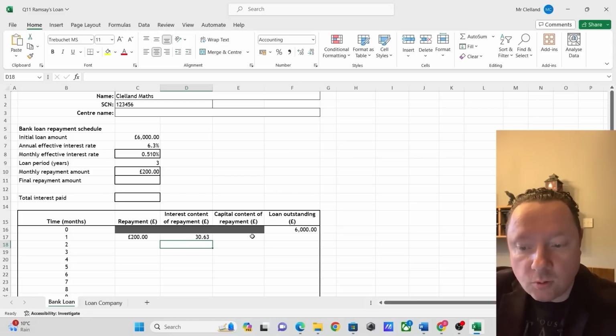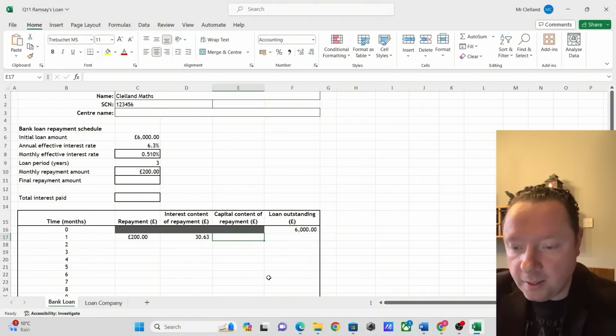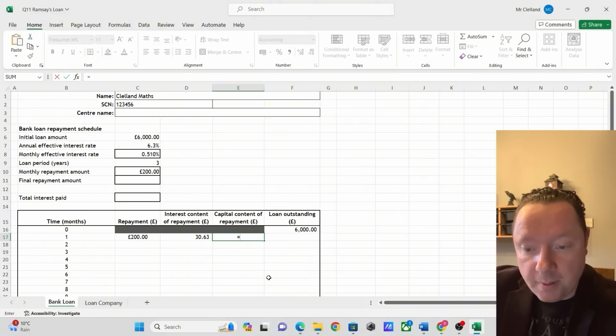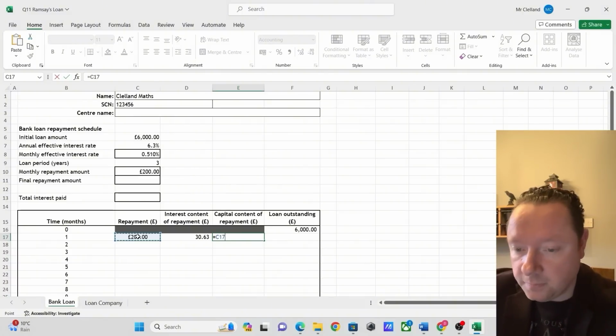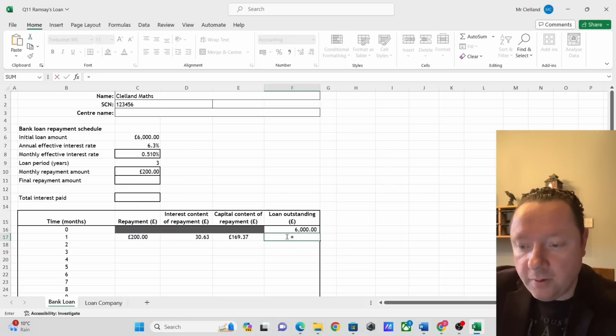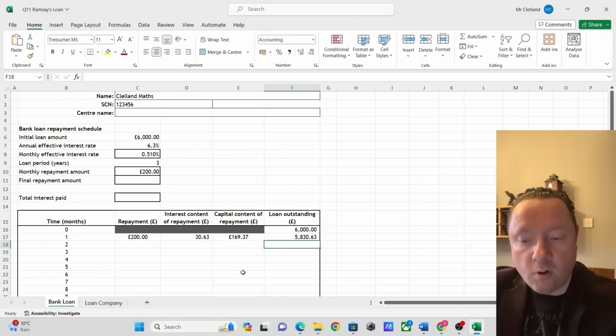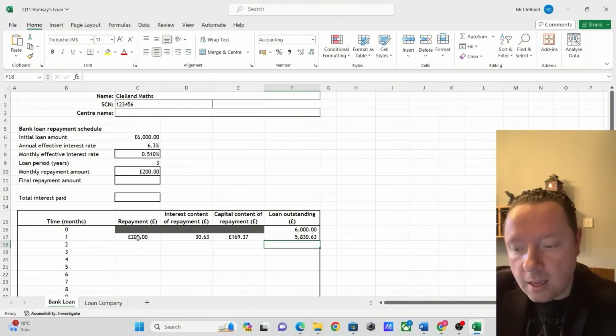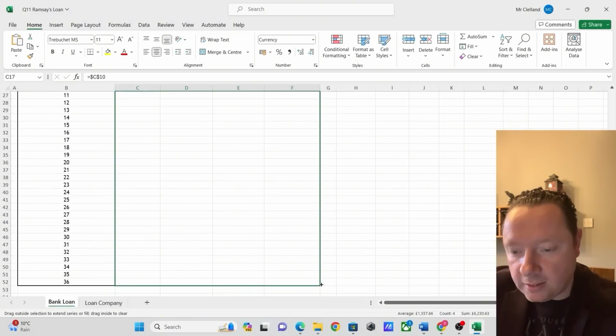Now we don't need to round the rest, because once I've rounded one of them, the rest will be 2 decimal places anyway. So the capital content of repayment is equal to the repayment minus the interest content. And then the loan outstanding is equal to the previous loan outstanding minus the capital content, how much you've paid off. So we can press equals there. So we've got our formulas filled in, and now we need to copy and paste all these down. So let's highlight all these cells and go all the way down to 36 months.